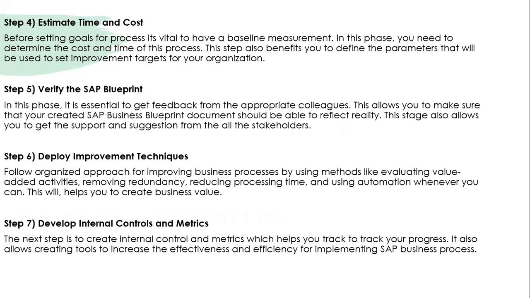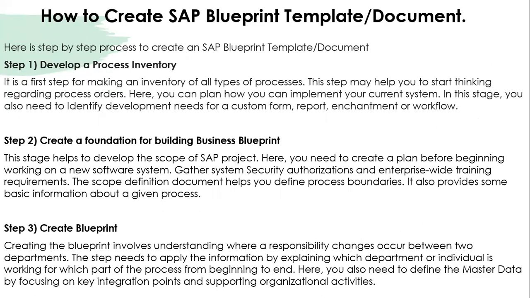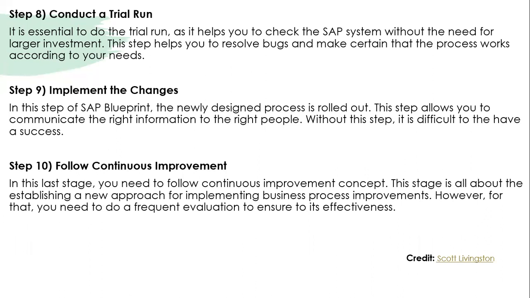I think this is part of how to create it. Sorry about that. You can conduct a trial run. It's part of creating your blueprint. You can implement the changes and follow up with continuous improvements. These are very, very important pieces of information that the functional consultant should know or should have.